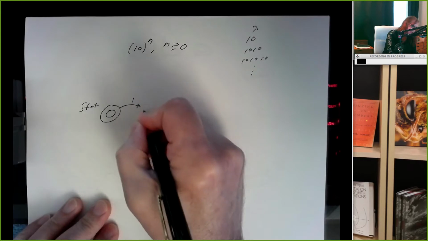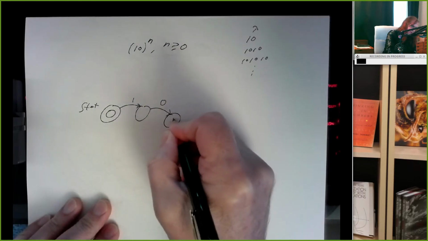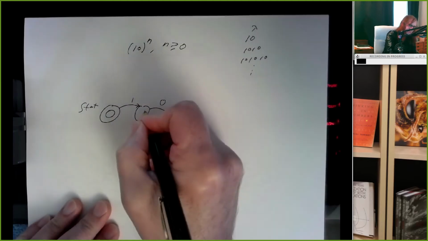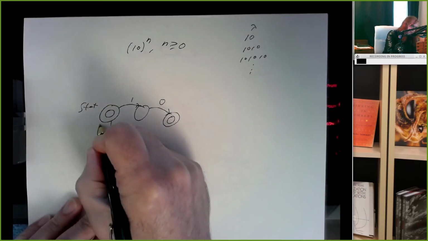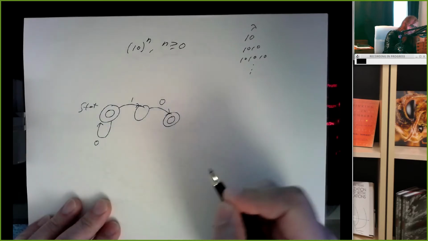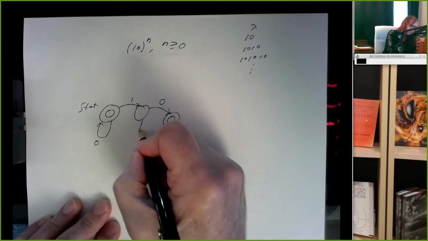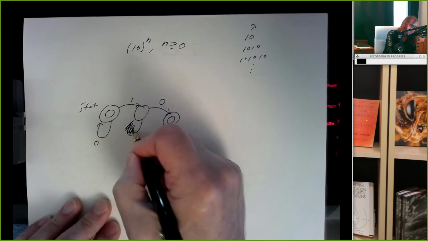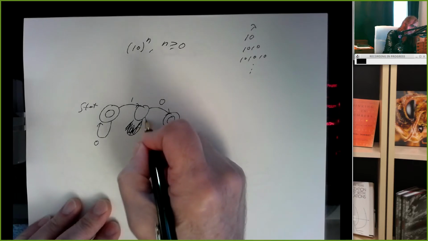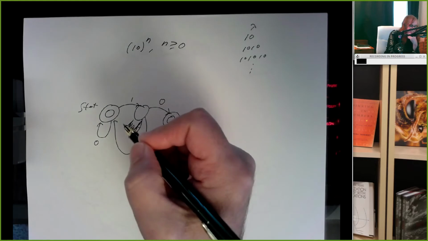If we see a 1 followed by a 0, well, that's a recognized state. If we're in our start state and we see a 0, we don't recognize it. If we see a 1 followed by another 1, I'm going to put that back here. Actually, if we see a 1 followed by another 1, that's not a recognized state, so we're going to go back to the start. Actually, that's not right either.